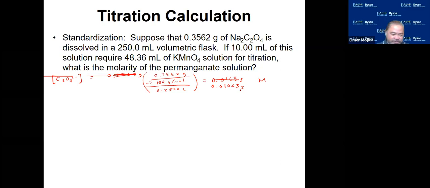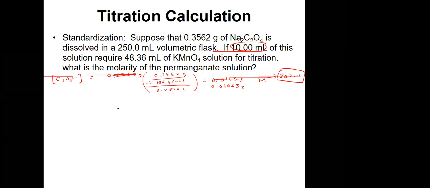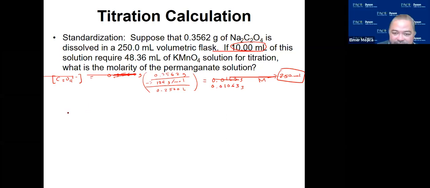Now, this is the concentration of the oxalate. What are we going to do next? Because this is the one that you have in your 250 ml. But as you could see here, not all of them were titrated. You only get an aliquot that is how many ml? 10 ml.